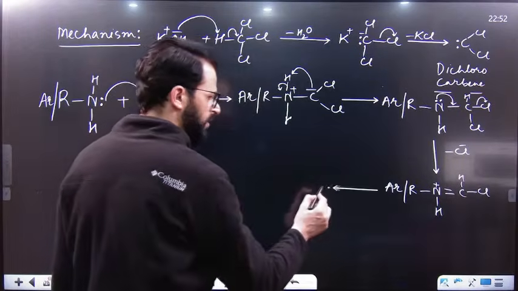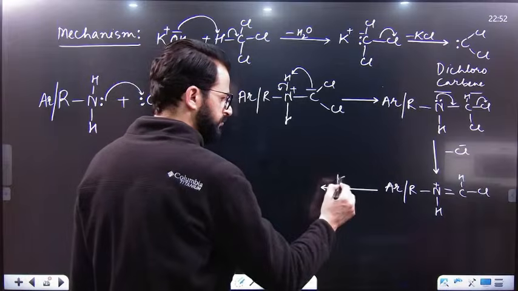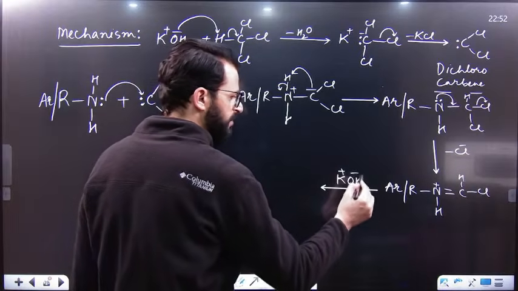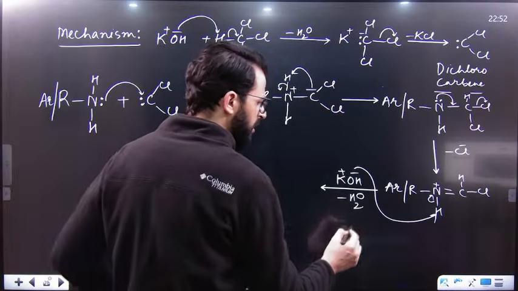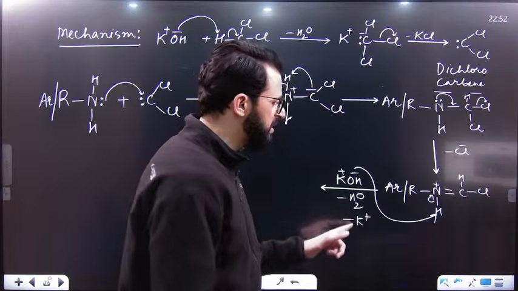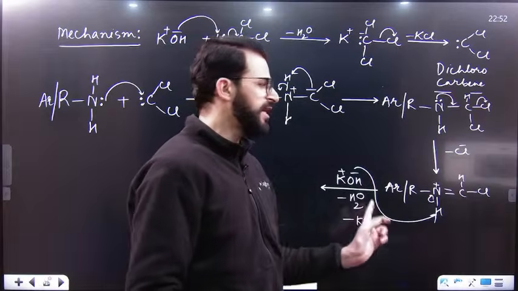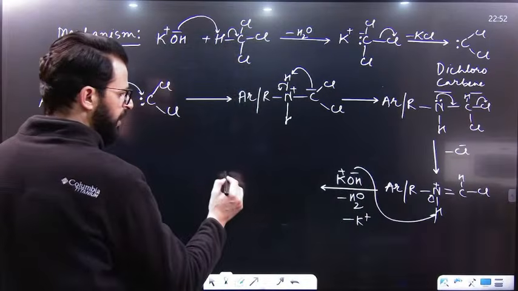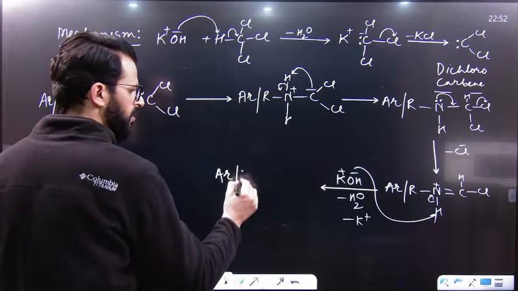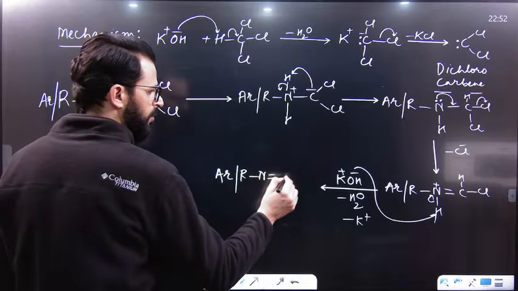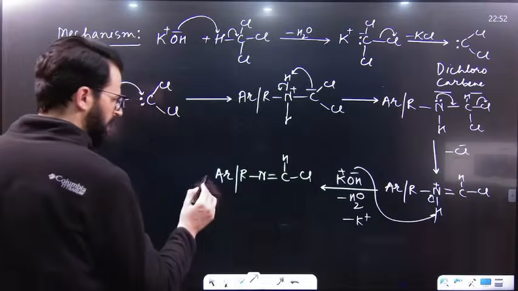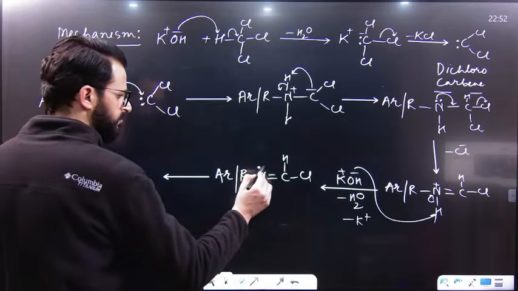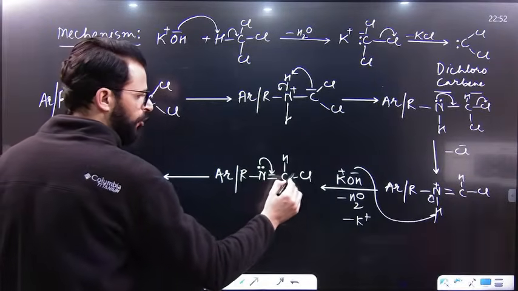After that, KOH will come. It's K positive, OH minus. OH minus will abstract this hydrogen, so water will be lost, and K positive here will be lost. But this K positive and Cl will react and form another KCl. So it will result in the formation of Ar, R, then N, then double bond C, then CH and Cl over here. After this, once again, it will form another bond and Cl will be lost.